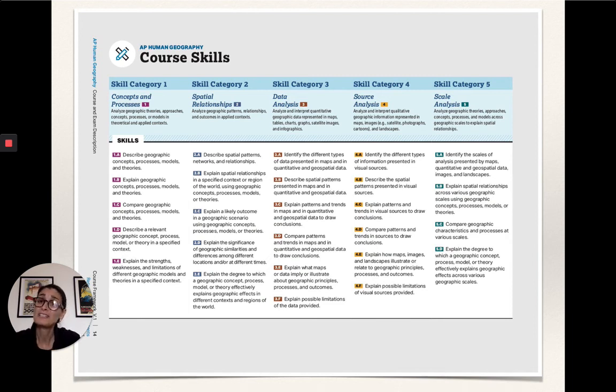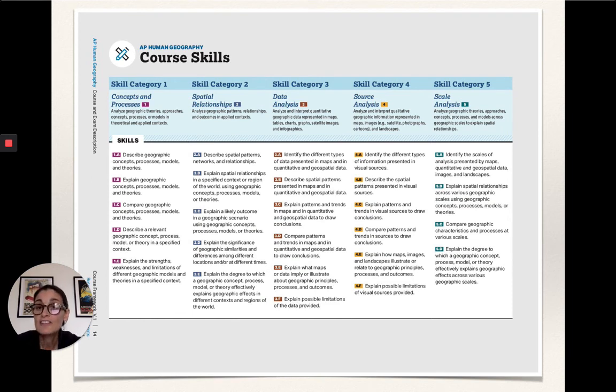So a food desert is the relationship between grocery store locations and residential population distribution, right? And if there is a dense population core and no grocery stores, that's a food desert. It's a relationship. All right, 2B is explain the relationships. So why is it? 2C is explain a likely outcome in a geographic scenario using geographic concepts, processes, models, or theories. So you will take some kind of spatial relationship and explain what would happen if, right?